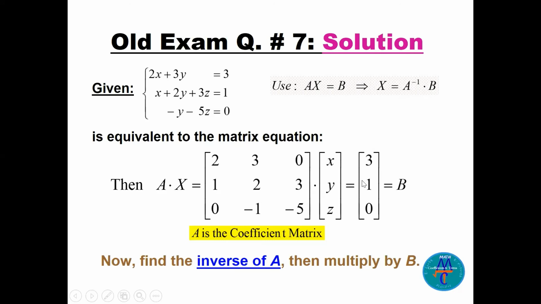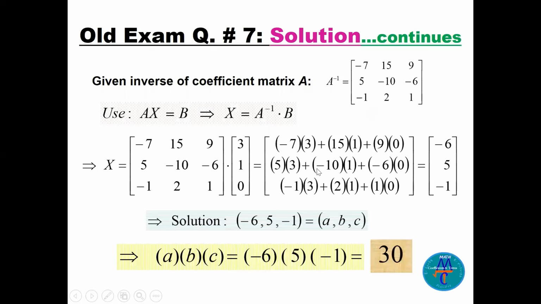So I multiply the inverse times B. This is the inverse from the given multiplied by B. B is 3, 1, 0. So I take row multiplied by column. I put that in details here. You get minus 6. Then take row by the column. Check that, you get 5. And then row by the column, you multiply, you get minus 1. So the solution now is minus 6, 5, minus 1, which is A, B, C.